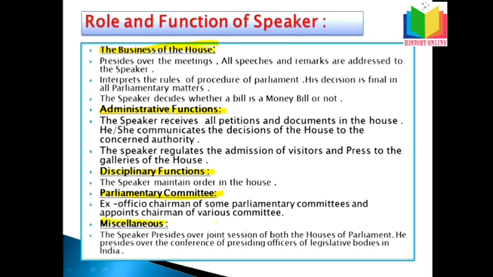And the last one is miscellaneous. The speaker presides over a joint session of both the houses of the parliament if required. The next one is he presides over the conference of presiding officers of legislative bodies in India. Legislative bodies means state legislative bodies in India.